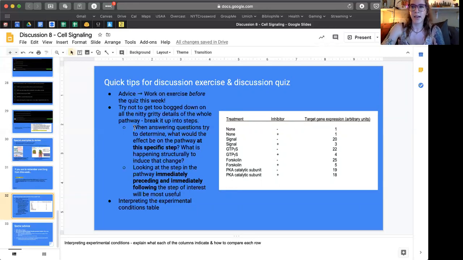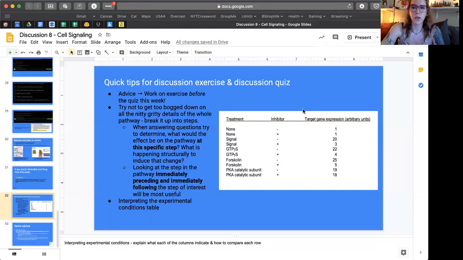etc., just because it can be kind of overwhelming. I would say, when you're trying to answer a question, look at the step that it's talking about, look at what's directly preceding it and what's directly following it to see where it is oriented in this pathway. What's upstream? What's downstream? Really localize to the part of the pathway that you're trying to figure out. This will be really useful, focusing on what part of the pathway you need to be looking at for a specific question.